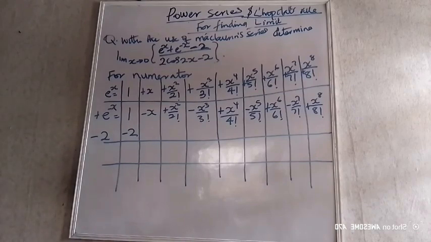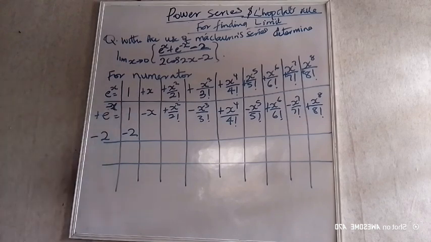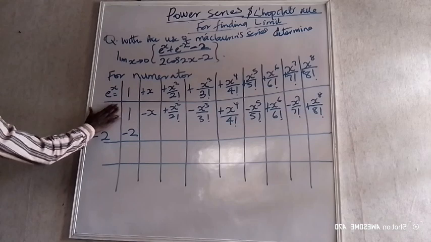Now, for the numerator, you can see the expression for e raised to power x: 1 plus x plus x squared over 2 factorial plus x cubed over 3 factorial plus x raised to power 4 over 4 factorial, and it goes on like that. For e raised to power minus x, we have it as 1 minus x plus x squared over 2 factorial minus x cubed over 3 factorial plus x raised to power 4 over 4 factorial minus x raised to power 5 over 5 factorial, and it goes on like that. And then we have minus 2. Now, if we add all this expression, let's see what it will give us.